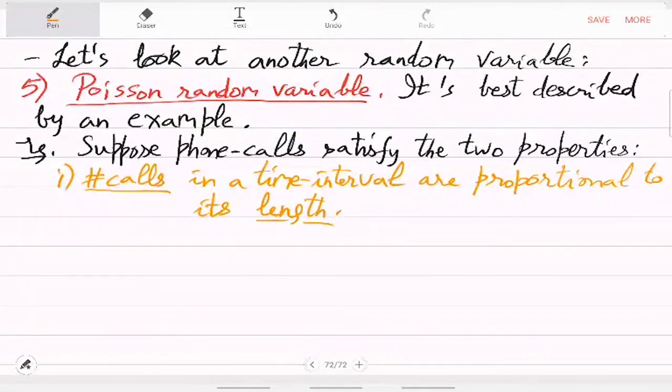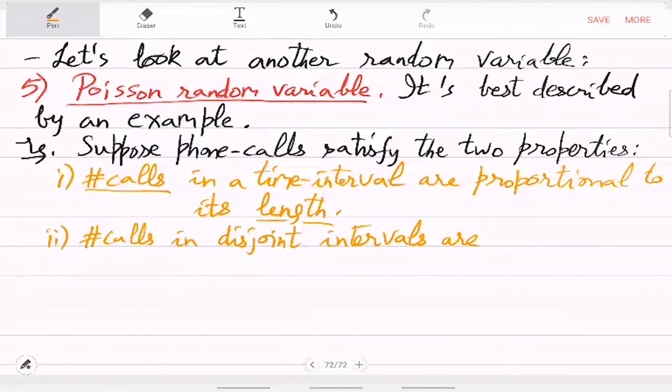Okay, this is completely natural, maybe not in the night, but during the day, let us say 12 to 1 p.m., or let us say 12 to 4 p.m. It is natural that if you look at 12 to 1 and then you look at 12 to 2, then the number of phone calls should double, right. So, number of calls is proportional to length, and second, the number of calls in disjoint intervals are independent.